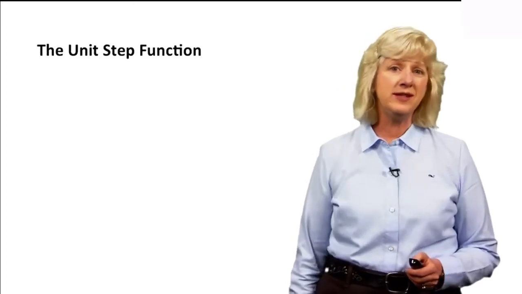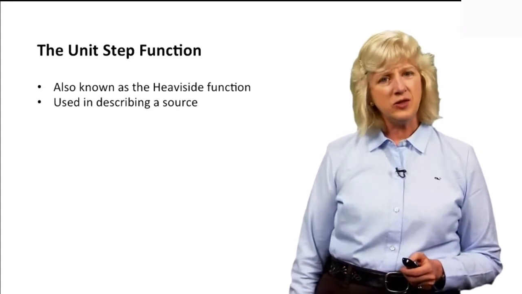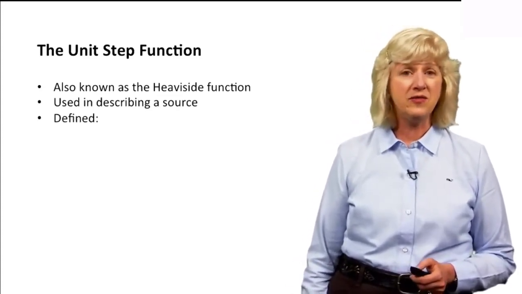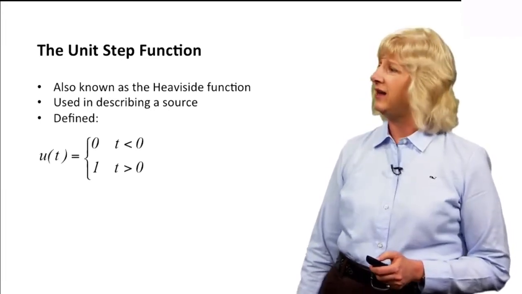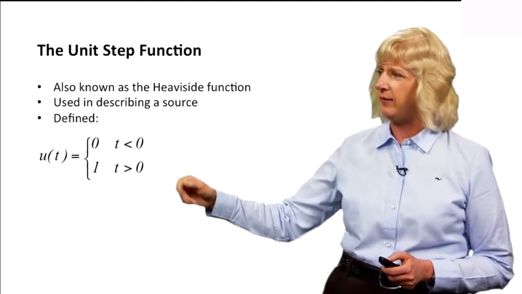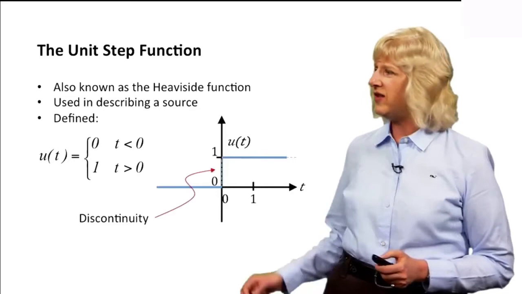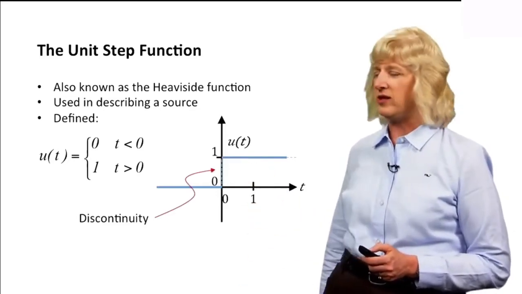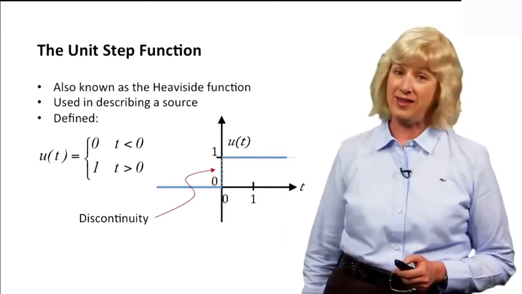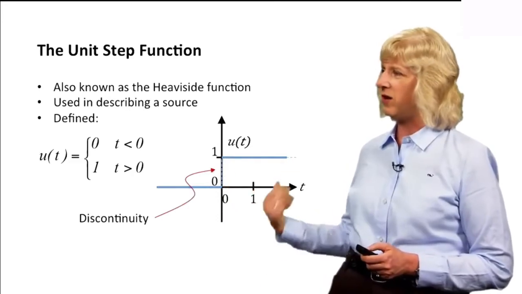We begin with the unit step function, also known as the Heaviside function. It's used in describing a source, a voltage source, or a current source. It's defined symbolically, as I'm showing here, a function that takes the value 0 for negative time and 1 for positive time. And here's the plot of it. And notice that it is discontinuous at the origin, and we will not be concerned what is the exact value at the origin, only that it takes the value of 0 for negative time and 1 for positive time.